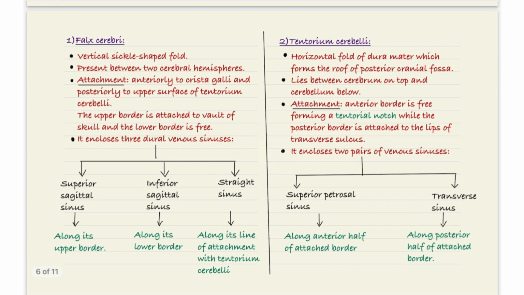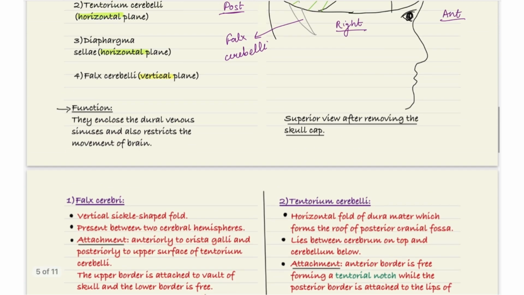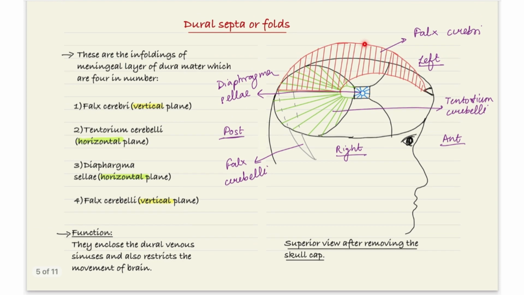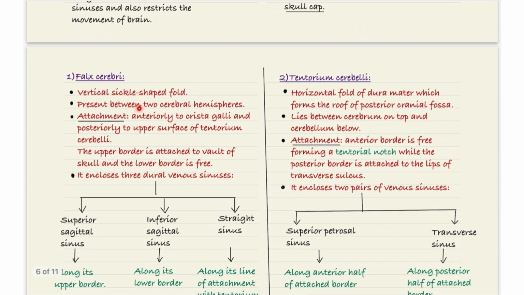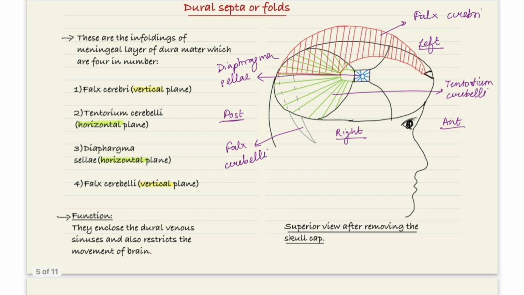First is the falx cerebri. It is a vertical sickle-shaped fold. So this lies in the vertical plane and it is a sickle-shaped fold present between the two cerebral hemispheres. So the falx cerebri is in between. On the right side is one half of the cerebral hemisphere and on the other side is the second half of the cerebral hemispheres.